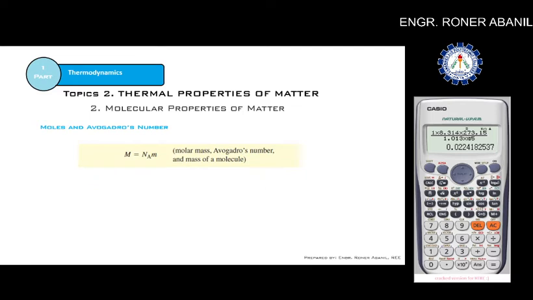The molar mass M of a compound is the mass of one mole. It is equal to the mass m of a single molecule multiplied by Avogadro's number. Dito papasok yung M equals Avogadro's number multiplied by the small letter m. Okay? When the molecule consists of a single atom, the term atomic mass is often used instead of molar mass or molecular weight.